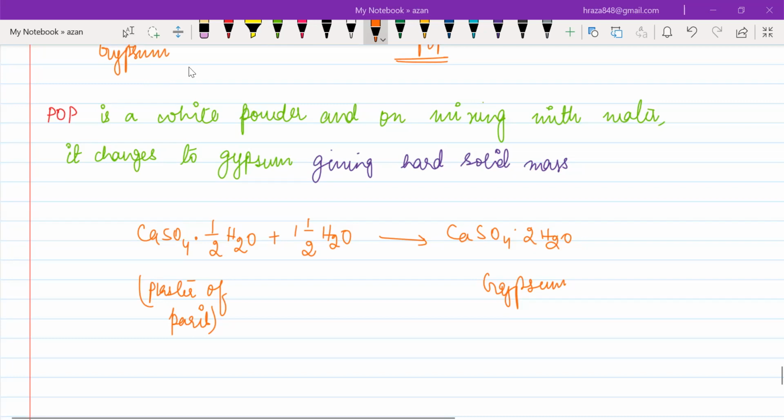This plaster of Paris should be stored in a moisture proof container because it reacts with moisture to form gypsum. That's why it is always stored in a moisture proof container.